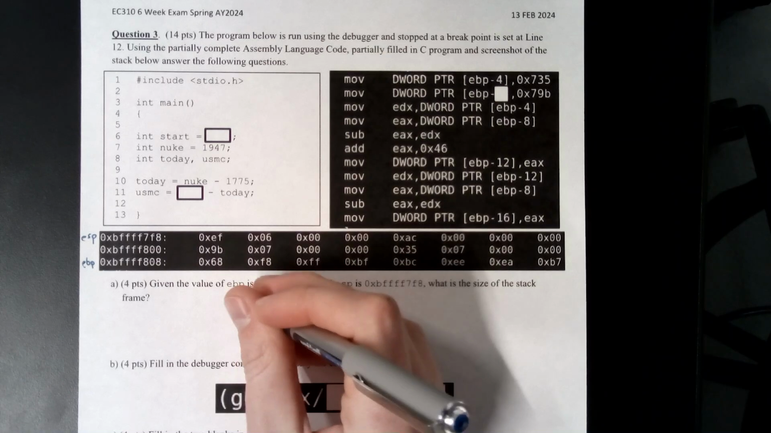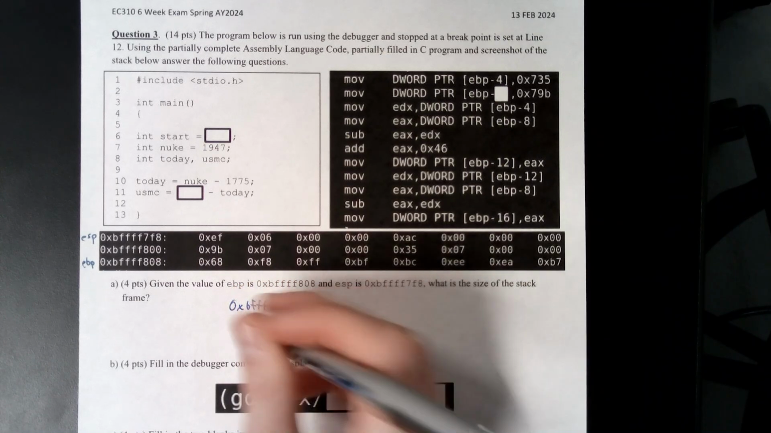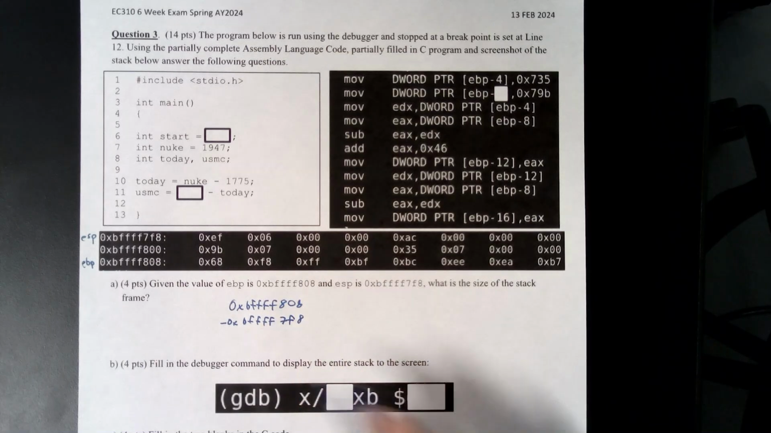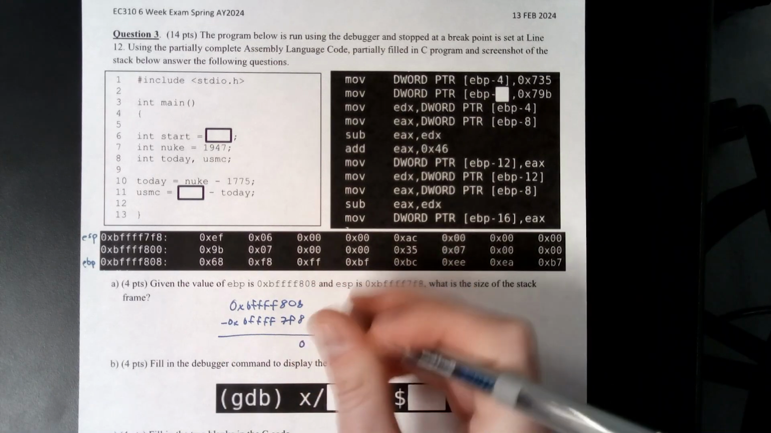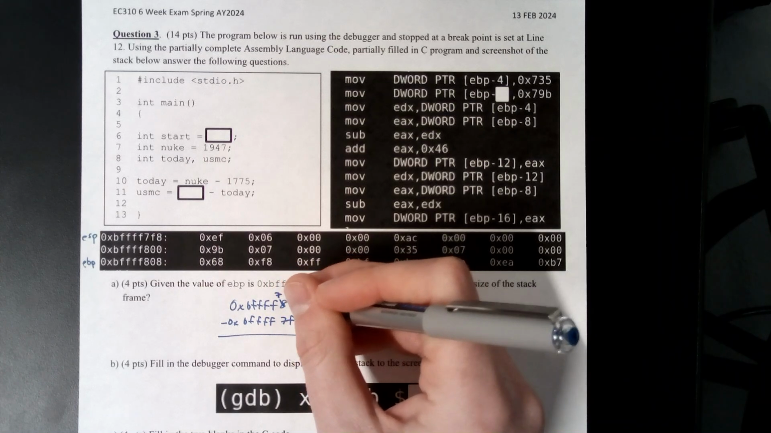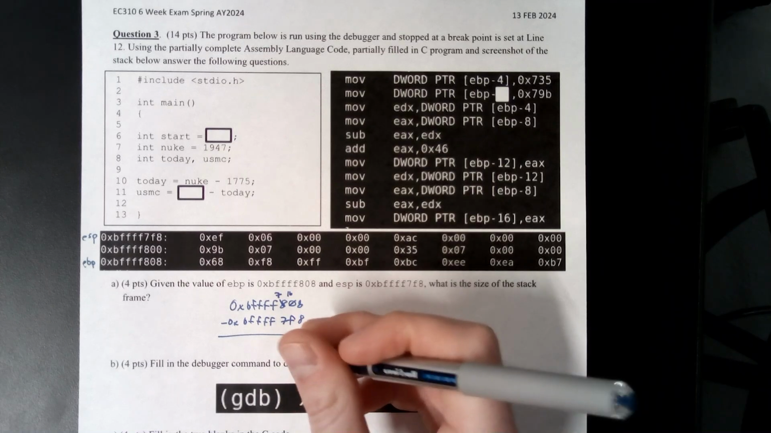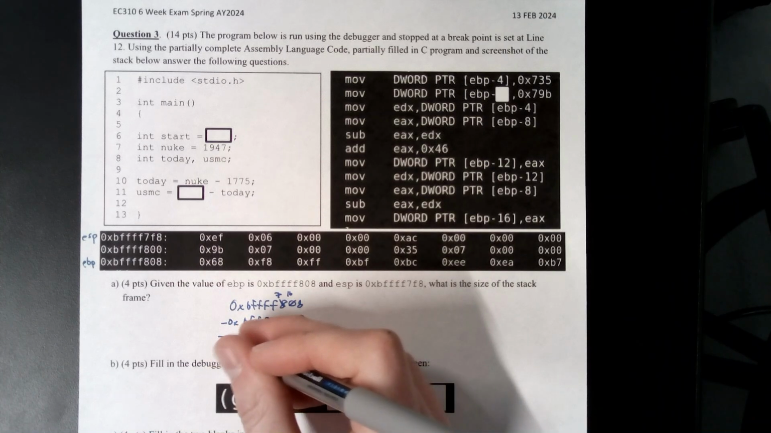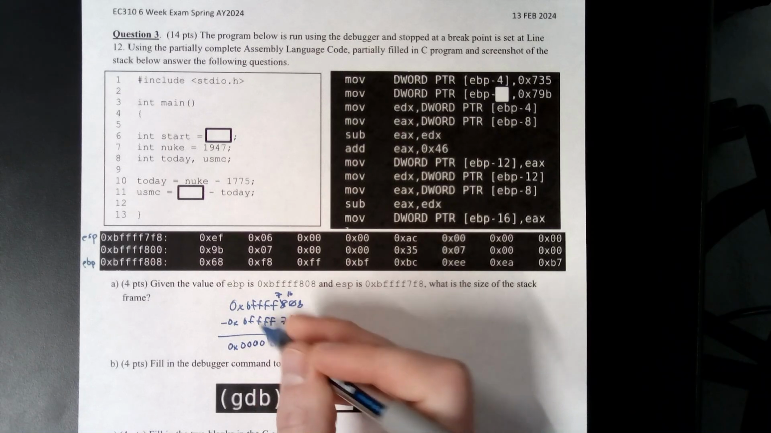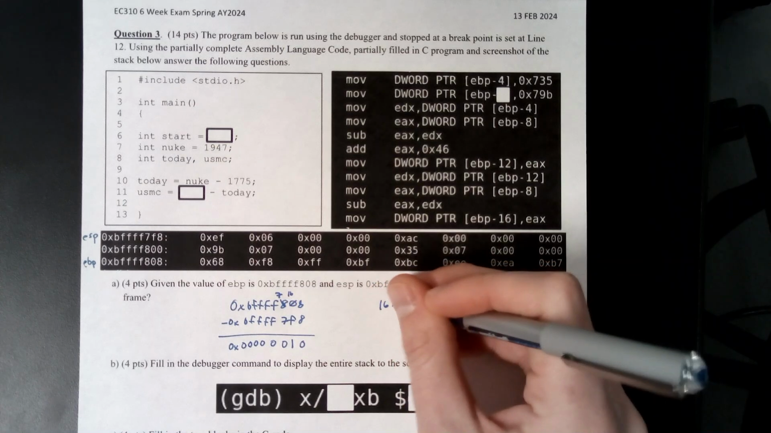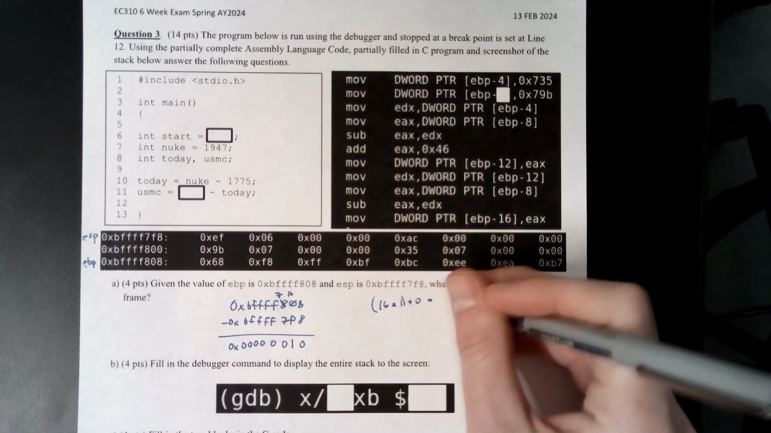So 0xBFFF808 minus 0xBFFF7F8. We're just subtracting those. 8 minus 8 is 0. 0 minus F we can't do without borrowing, so we borrow from the 8 here. And this becomes 16 minus F, which is 15, so that gives us 1. And then 7 minus 7 is 0. And the rest of it is just 0, since we're just subtracting the same number every time. So we've got 0x10, and this is in hex. We remember that that is 16 times 1 plus 0 equals 16 bytes.